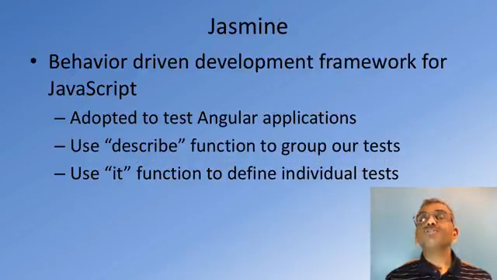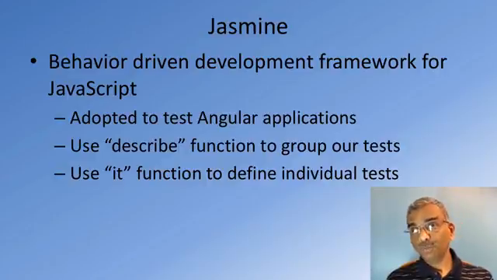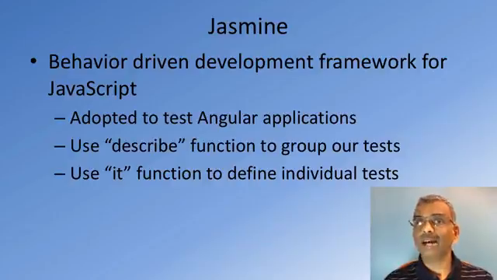This is where Jasmine, a behavior-driven development framework for JavaScript, is very useful to express your Angular tests. So this is used to test Angular applications. We use the describe function in Jasmine to group our tests, and then we use the it function in order to define individual tests. Now, this may not make much sense to you at this moment. Let's look at an example to understand how we are making use of this to describe our Angular tests.